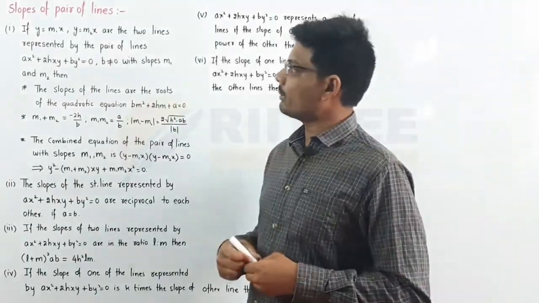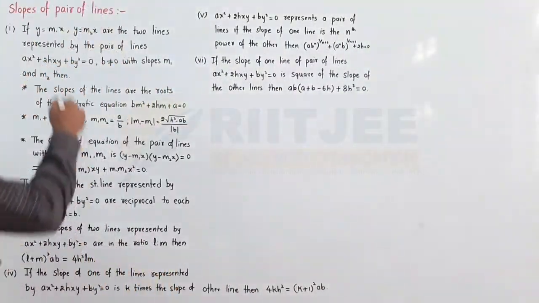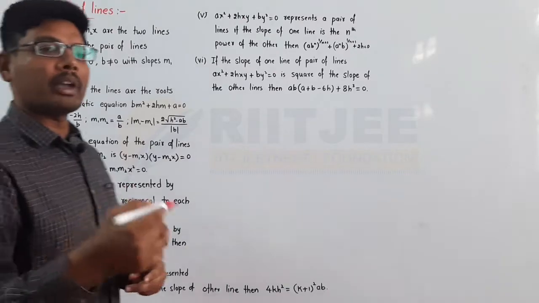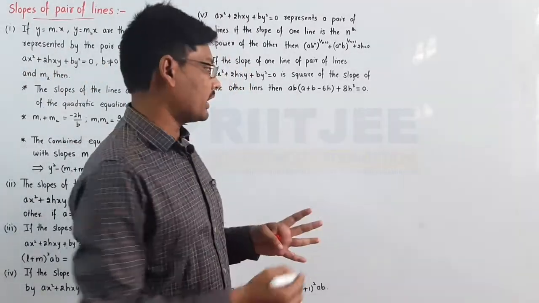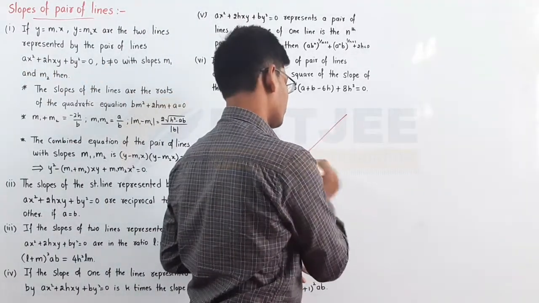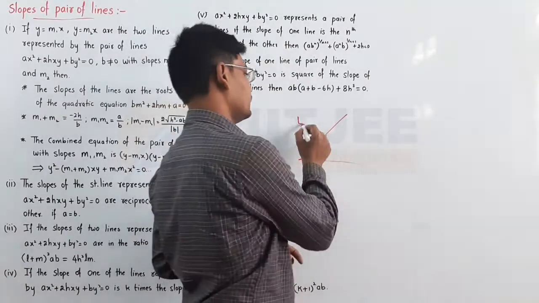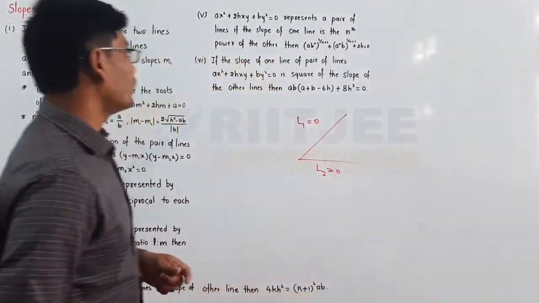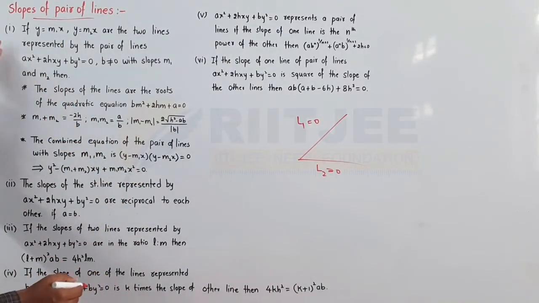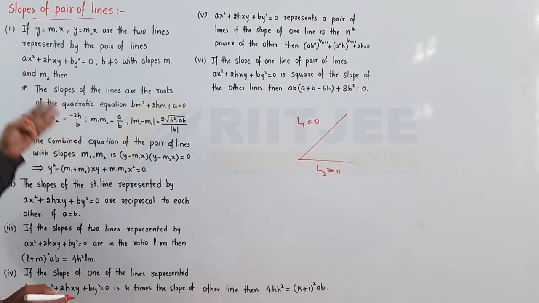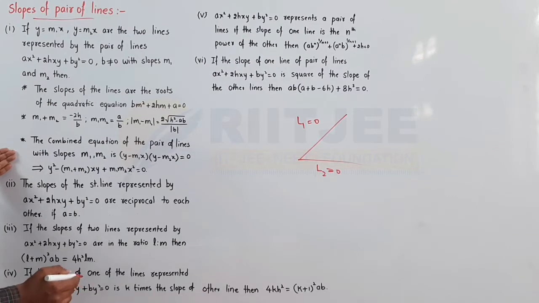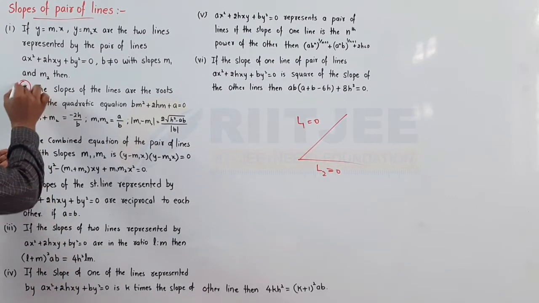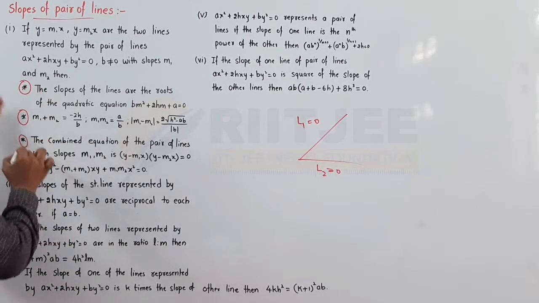Here the topic name is slope of pair of lines. Slope of pair of lines. Here I am taking two lines. This is L1 equal to 0 and this is L2 equal to 0. So first he has given point 1 here. In this point we have several points related to this one. So 3 points are related to this one here.